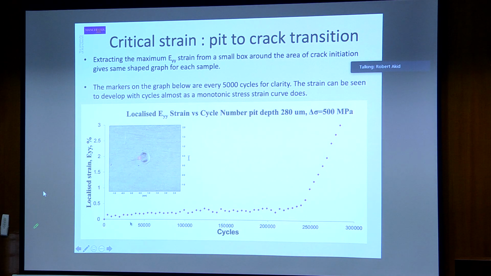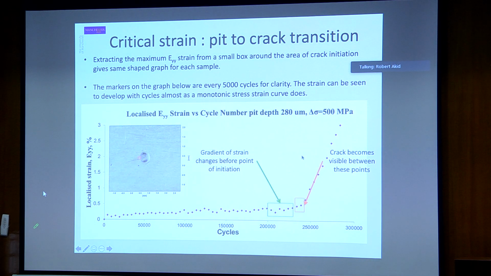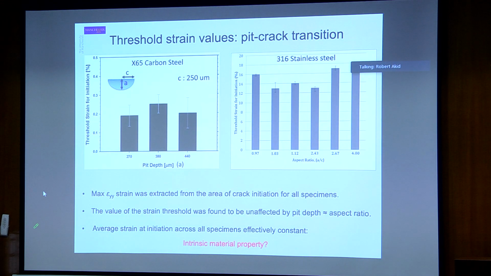So what we do is we plot the localized strain that we see at the surface of the pit, and we find that there is a gradient change before the point of initiation and before we see the crack. So we define a critical strain for that pit to crack transition. For a given pit geometry we find the threshold strain, and interestingly, if we change the geometry of the pit, we find that it's pretty much independent of the geometry of the pit, which was a surprising finding for us.